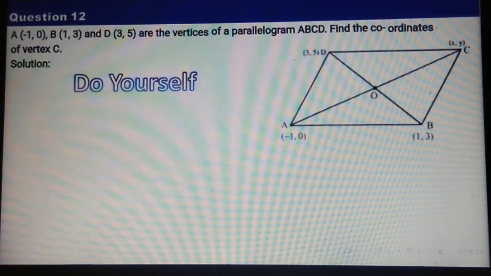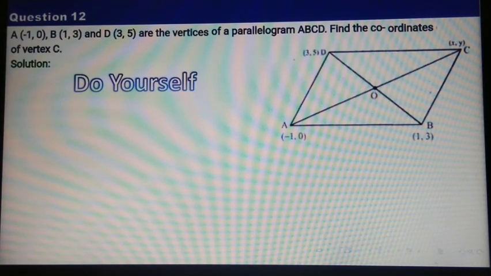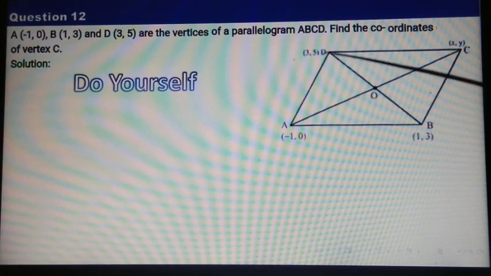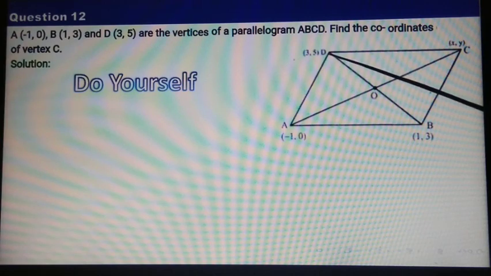Again, the next one is also similar. I'm just going to explain this as well. The question says A, B and D are the vertices of a parallelogram ABCD. So A is given, B is given, and D is given.